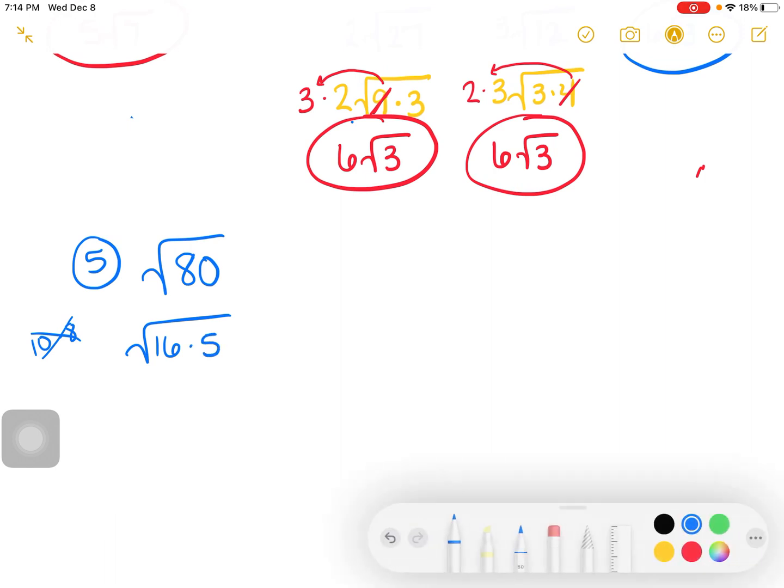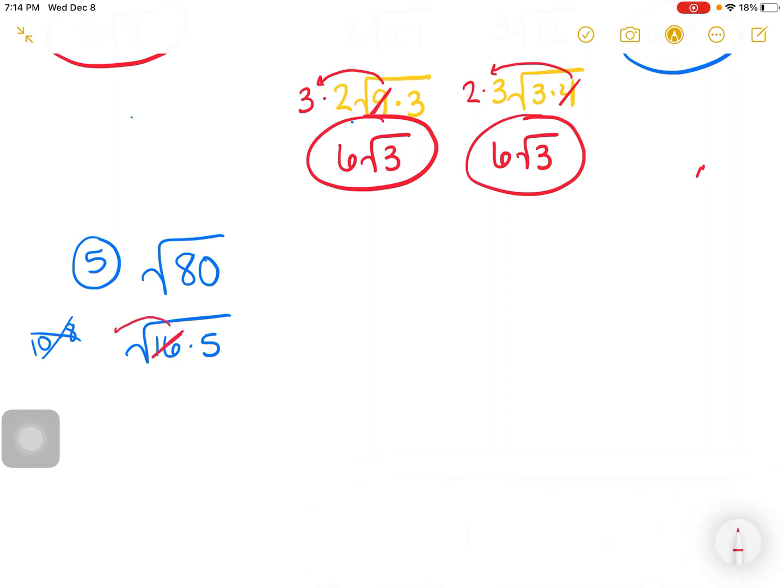We'll break that down into 16 times 5. Square root of 16 is 4, so I'm going to pull that 4 out, and I have 5 left on the inside, and I can't break 5 down anymore. So 4 root 5 would be your answer. So this is simplifying radicals, not estimating them, not solving them, just simplifying them down. Hopefully it helps make a little more sense with what we've been doing in class.